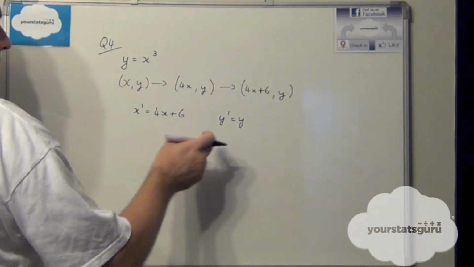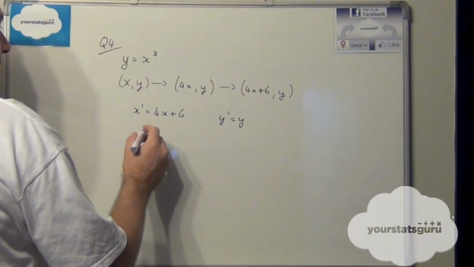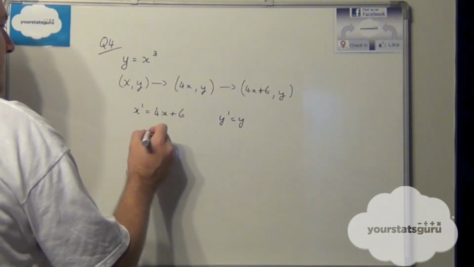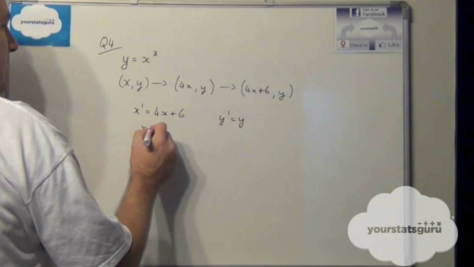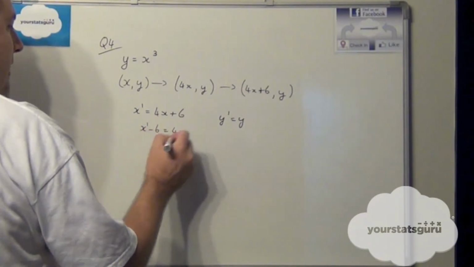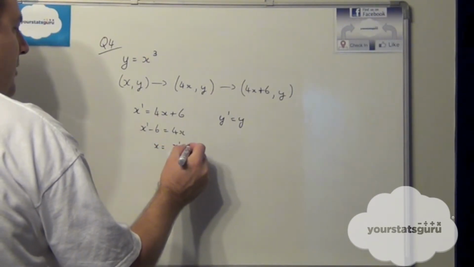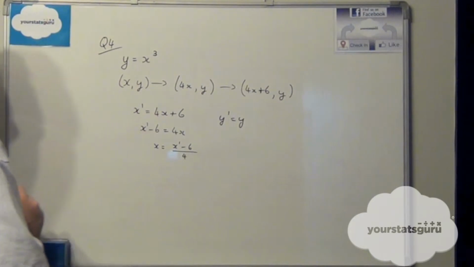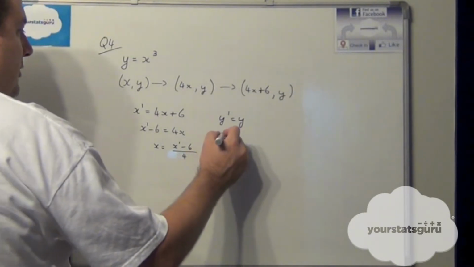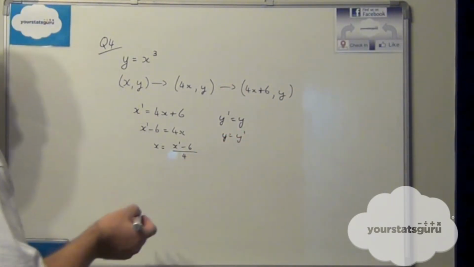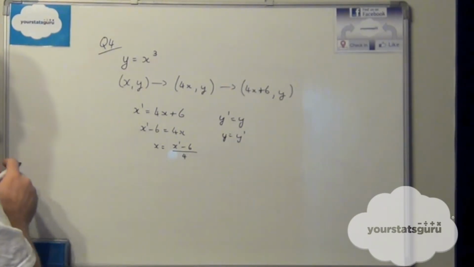Rearrange these equations to get y on its own, well you don't have anything to do there, and x on its own. So I bring the minus 6 to the other side, so I'd have x prime minus 6 is equal to 4x, and then divide by 4, which gives me that x is equal to x prime minus 6 divided by 4. Of course y is equal to y prime. Having done that, I now have my new equation in terms of the original values.